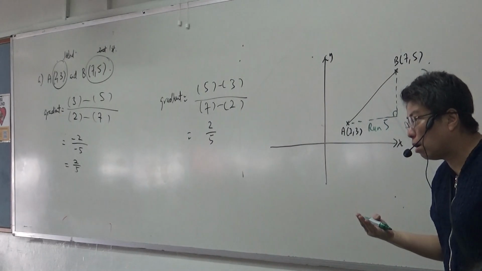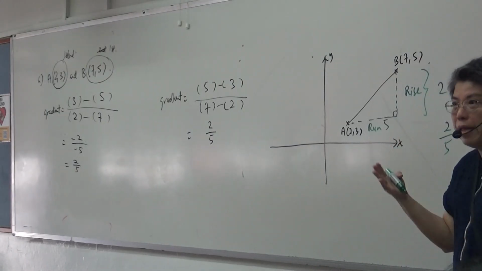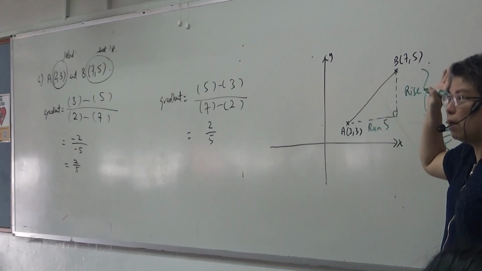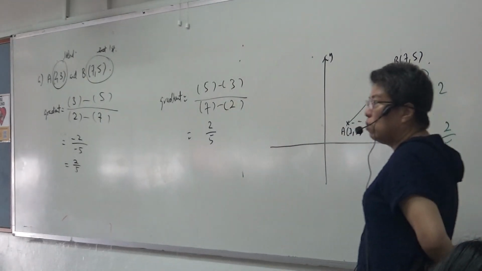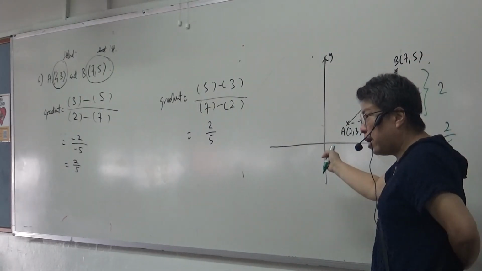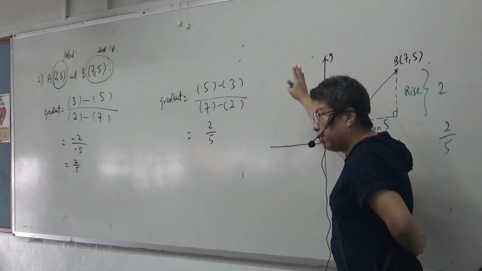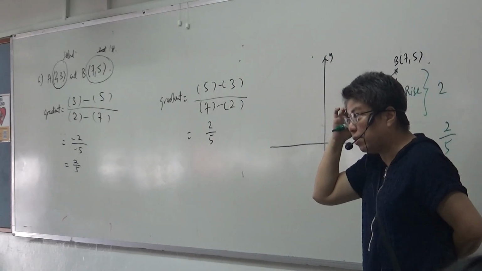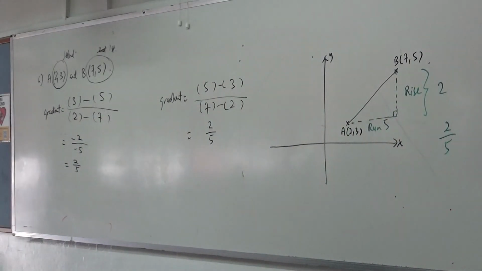Can or cannot? Can, no problem. Okay, so actually rise over run is the formula there. But I want to tell you, this formula is better than rise over run. Because with rise over run, you look at the slant of the line. If it's this shape, this side is positive. If it's that side, it's what? Negative. You got to determine that first. But if I use the formula, it will come up positive or negative according to the numbers.